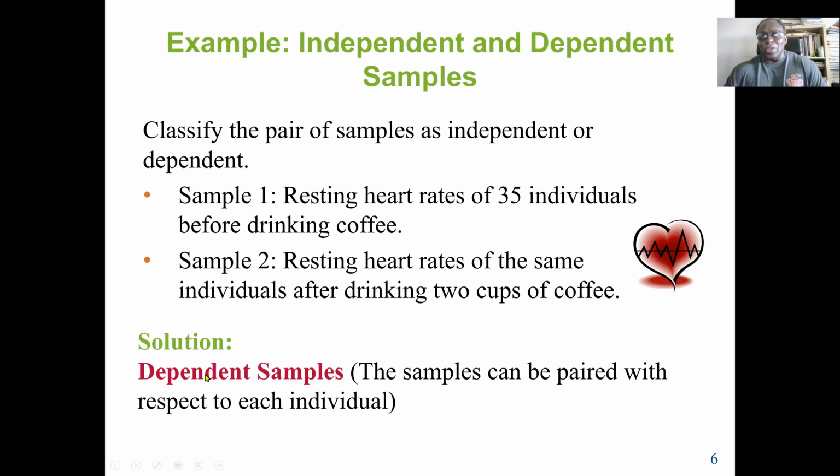So the solution is that this is a dependent sample. The samples can be paired with respect to each individual, because the same members are in both samples. The only condition that changes is that in sample 1, their resting heart rate was taken before drinking coffee, and in sample 2, the same individuals' resting heart rates were taken after they drank 2 cups of coffee.